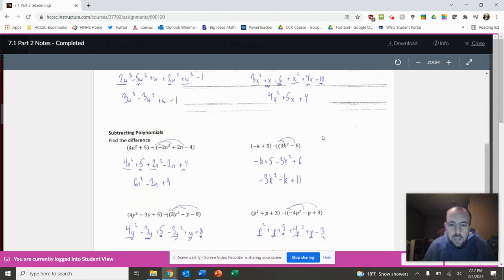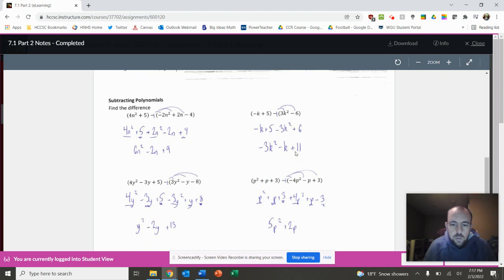The other thing that I'll have you keep in mind is, remember, it has to be like terms. So like on this one, that's k and k squared. Those are not like terms, so we can't combine those. So just keep that in mind as you're working through.